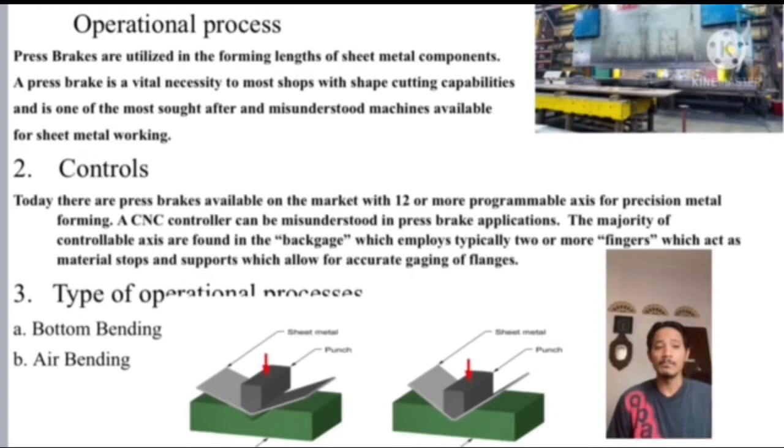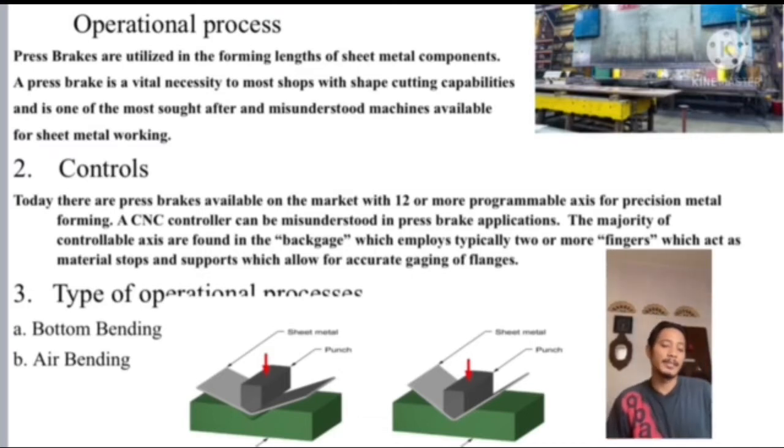Today there are press brakes available in the market with 12 or more programmable axes for precision metal forming. A CNC controller can be misunderstood in press brake applications. The majority of controllable axes are found in the back gauge, which typically employs two or more fingers that act as material stop and support, allowing for accurate gauging of lengths.